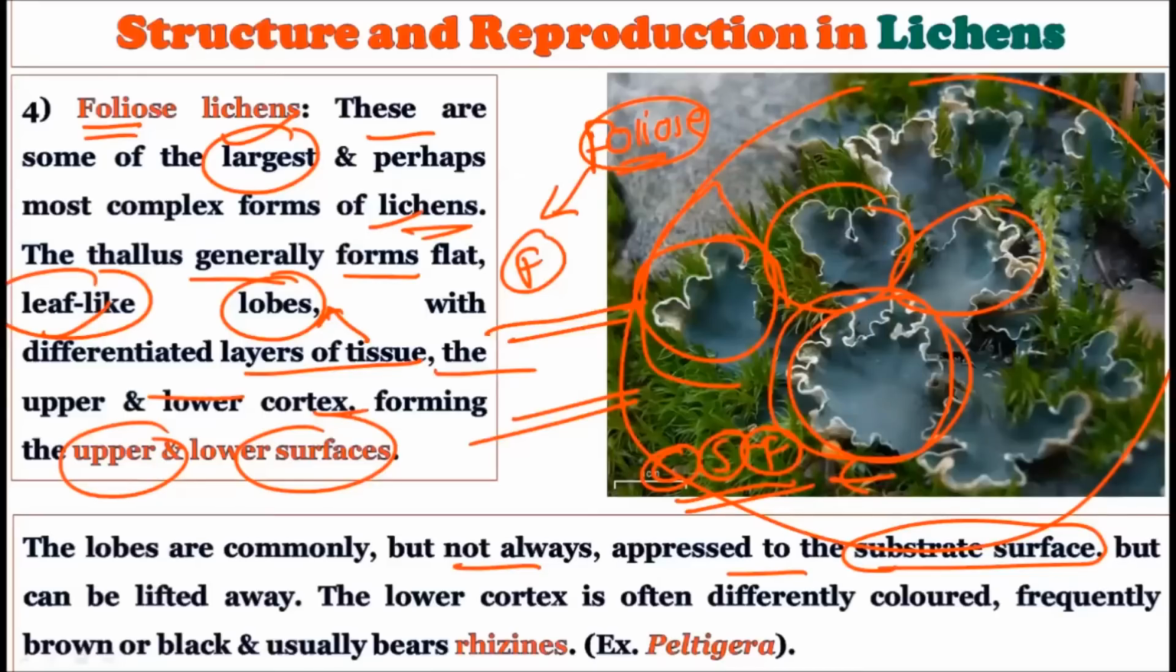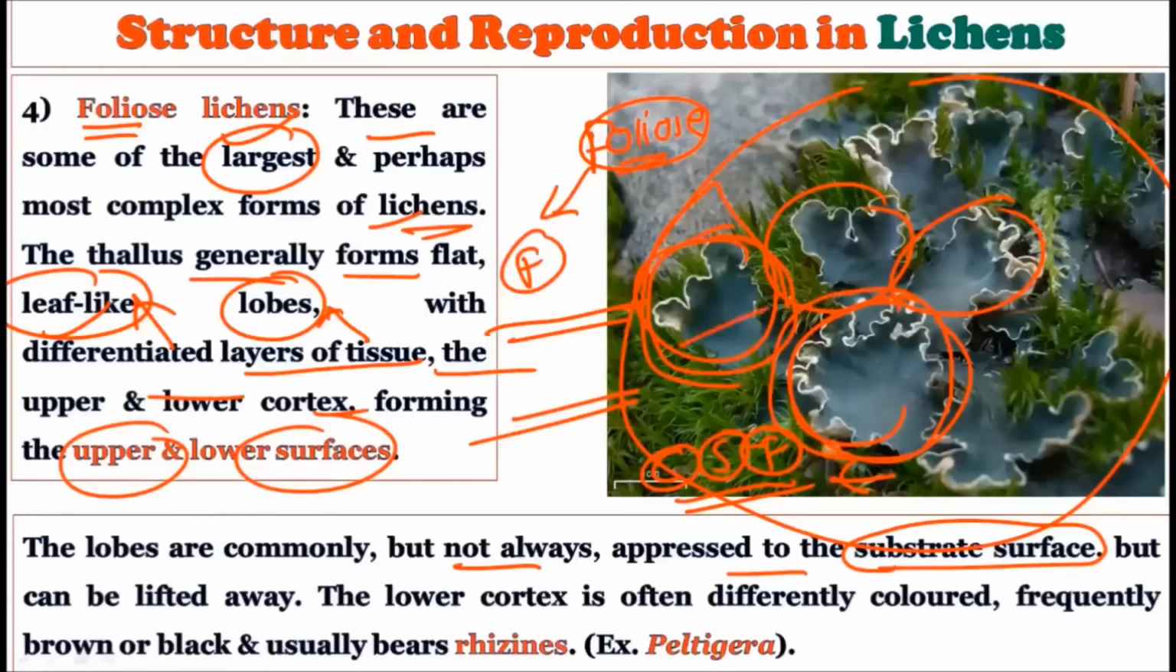That is, they are not completely flat and attached to the ground. They are a little bit uplifted. See, observe this particular one. This is uplifted, not attached to the ground completely. And these leaf-like lobes are somewhat raised from the substrate surface. So they are not completely attached to the substrate.